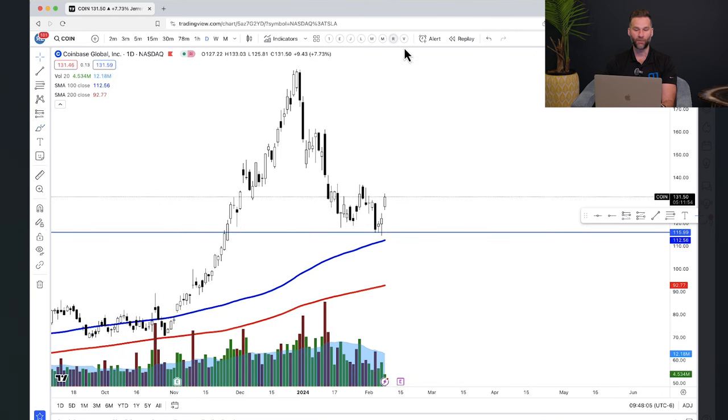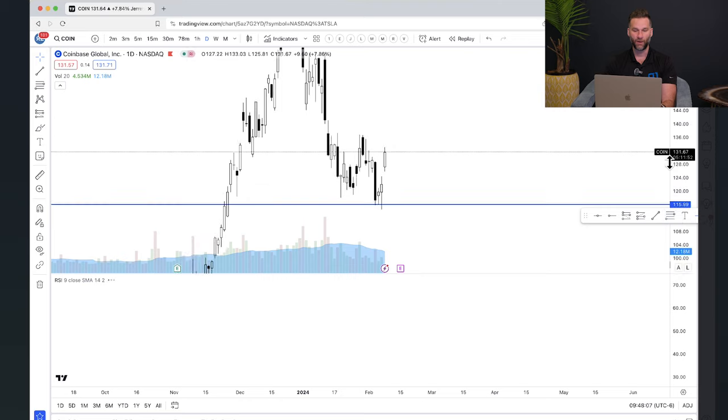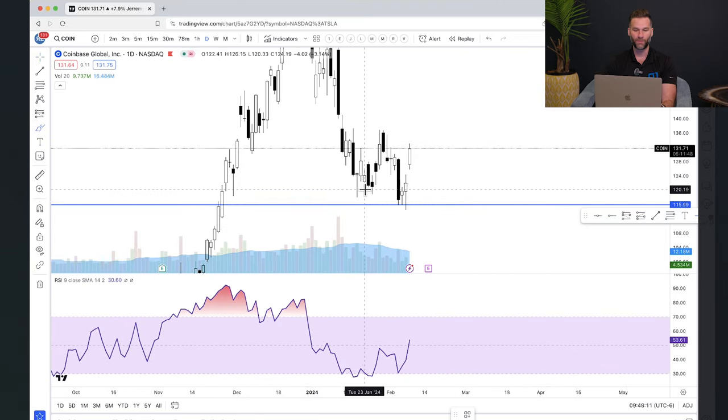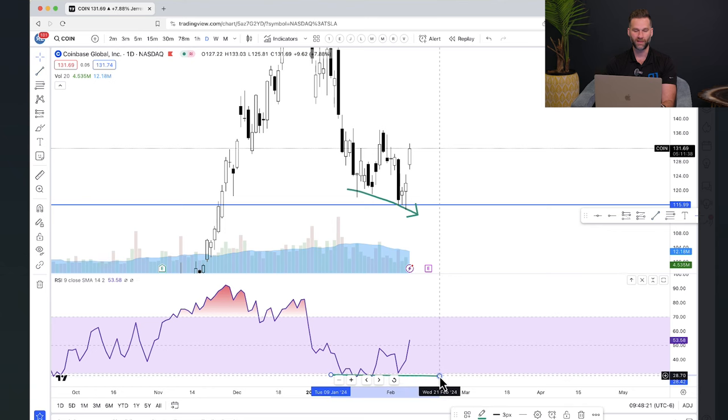But if we go back over into RSI and we notice one very, very crucial thing, notice how Coinbase did in fact make a lower low on the stock, but the RSI indicator did not make that lower low. In fact, you could probably argue that it just stayed flat. That being flat with Coinbase making a lower low was in fact and is in fact bullish divergence.